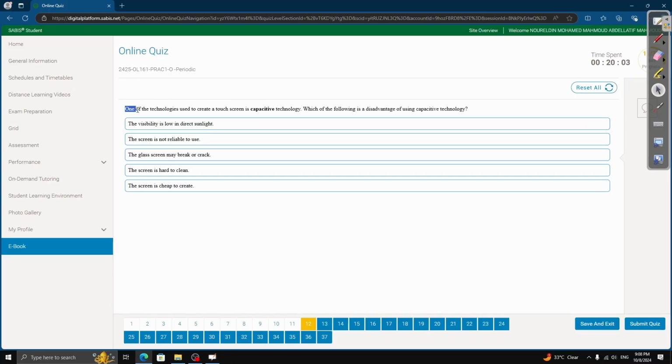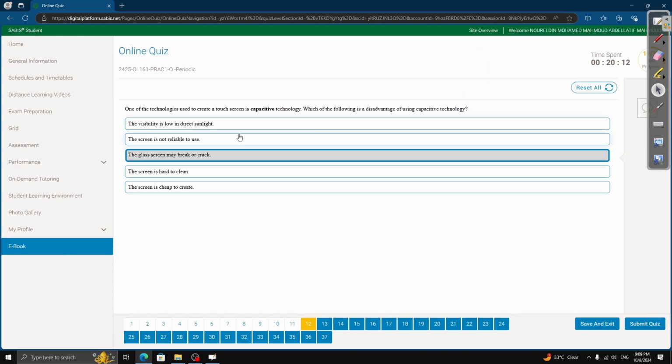Then going back to this, it said we want to find the disadvantage of using capacitive technology. The glass screen is more likely to break or crack. The screen however is reliable, and it has high visibility in direct sunlight, but not that high when compared to infrared. The screen is not that hard to clean, and the screen is not cheap to create. It's in between. It's moderate in price.